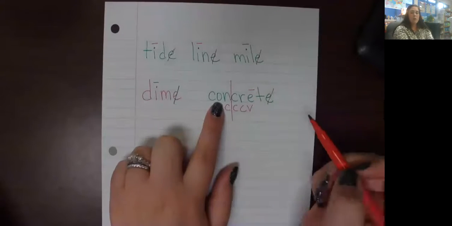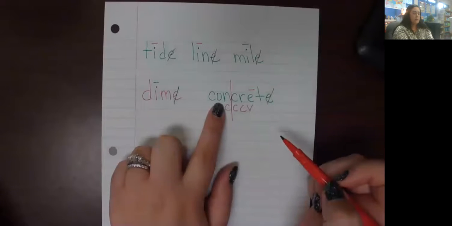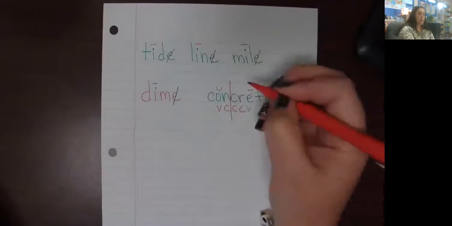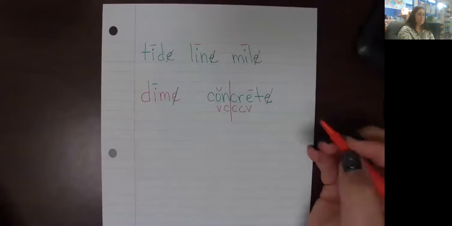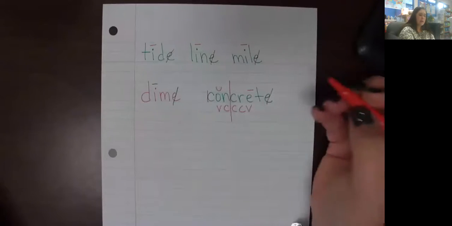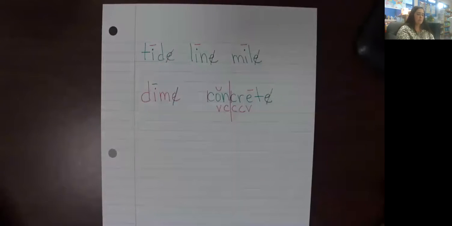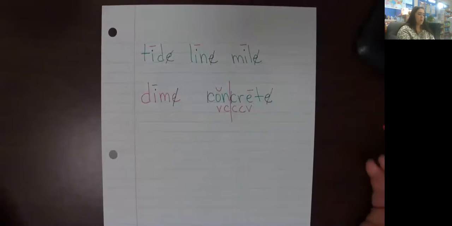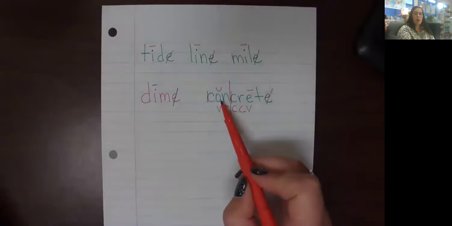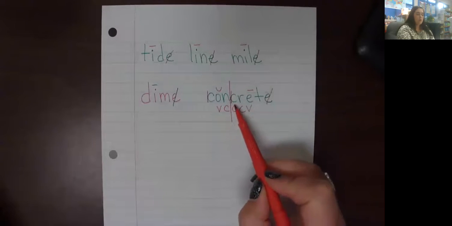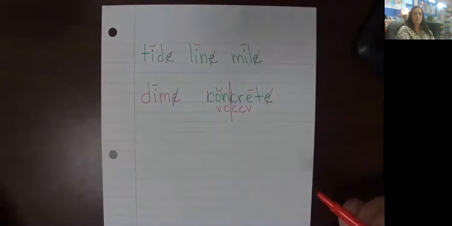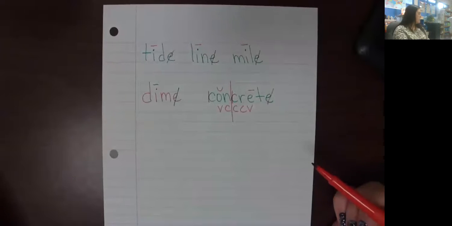This one's already coded because it was E consonant E. This O is going to get a breve because it's followed by a consonant. This C is going to get a K back, and this C gets a K back. Okay, now we can code or sound out the word. K, on, con, cr, eat, crete, concrete.